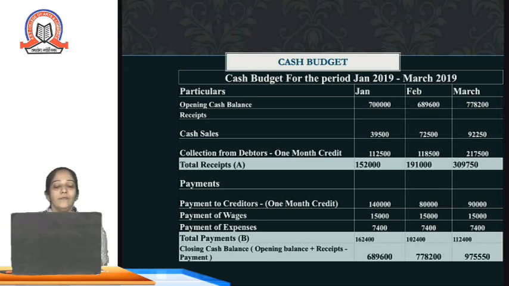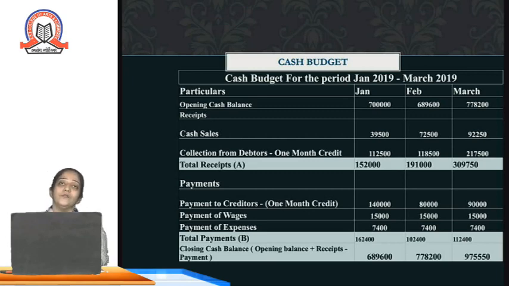Then we have made the total of payments, which is 1,62,400. Now finally, I just need to apply the formula. What is the formula? Opening, that is 7 lakhs, plus 1,52,000 minus 1,62,400. If you can see, I have added opening balance plus the total of A minus the total of B. So I got the closing balance for the month of January, which is 6,89,600.